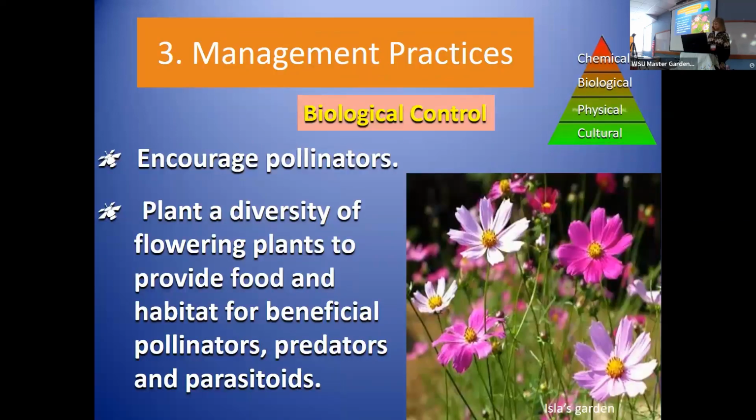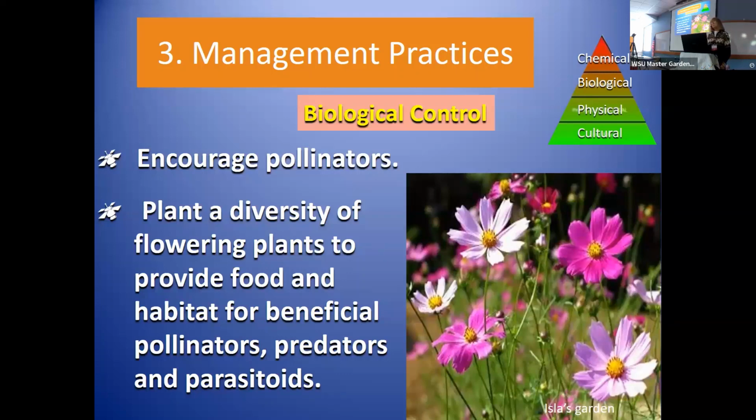So now we're going to bump up the pyramid. We're going to look at the biological controls. It's really important to encourage pollinators, especially the mason bees, for effective pollen transfer and good fruit formation. You'll want to think about releasing your mason bees as the flowers start to bloom in your orchard, so that they will then go and pollinate in your orchard.